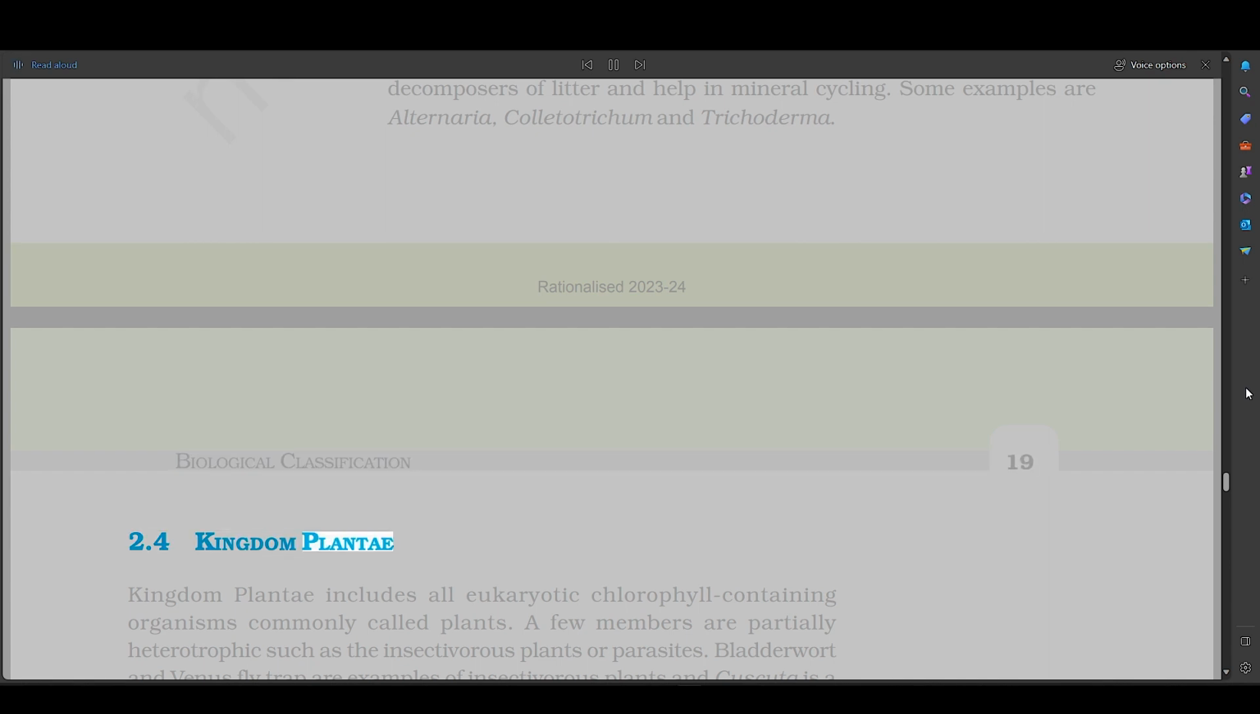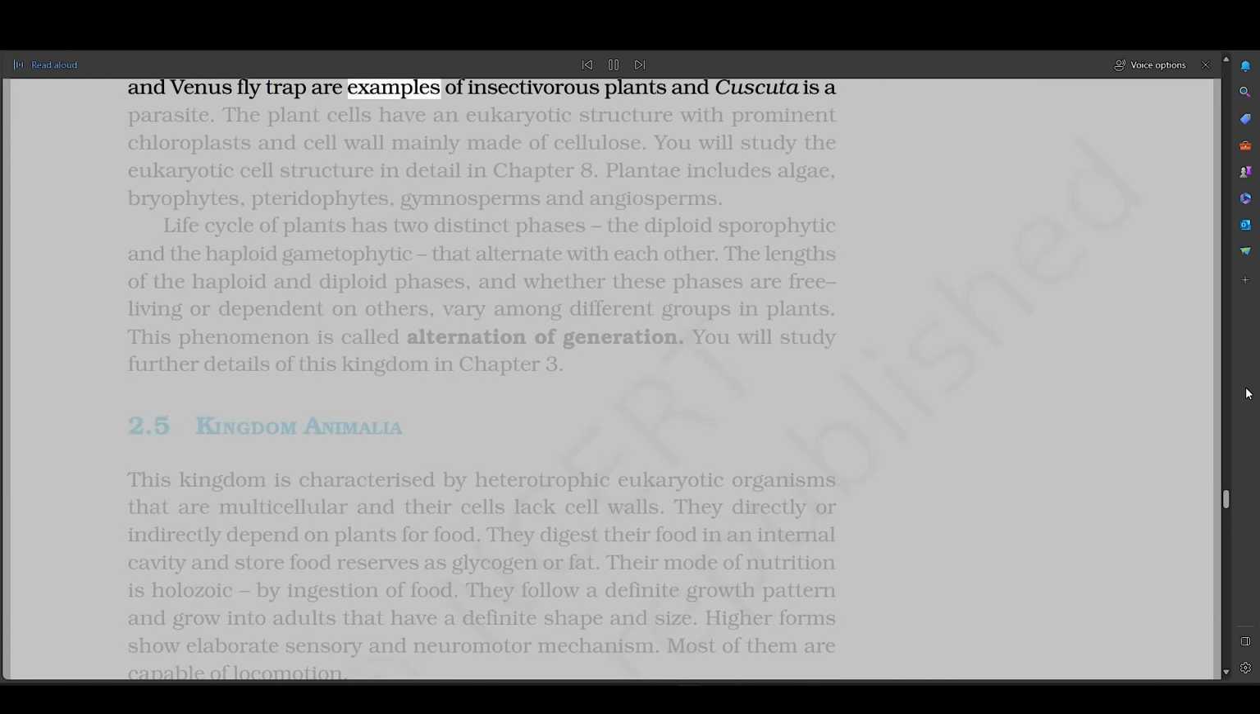2.4 Kingdom Plantae. Kingdom Plantae includes all eukaryotic chlorophyll-containing organisms commonly called plants. A few members are partially heterotrophic, such as the insectivorous plants or parasites. Bladderwort and Venus flytrap are examples of insectivorous plants, and Cuscuta is a parasite. The plant cells have a eukaryotic structure with prominent chloroplasts and a cell wall, mainly made of cellulose. You will study the eukaryotic cell structure in detail in Chapter 8.